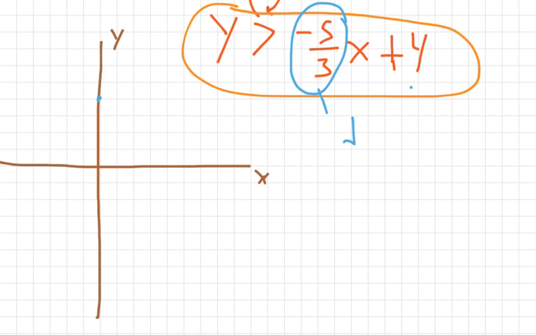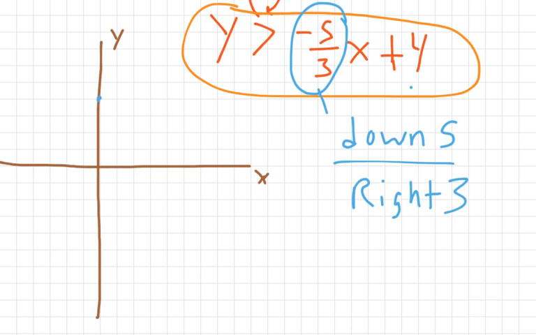Because it's a negative slope, I go down 5 and then right by 3. So from here, 1, 2, 3, 4, 5, 1, 2, 3. There's one point. And then I do it again, 1, 2, 3, 4, 5, 1, 2, 3. Sorry, I lost track of where I was. So there are 3 points. That's all I need for this line.